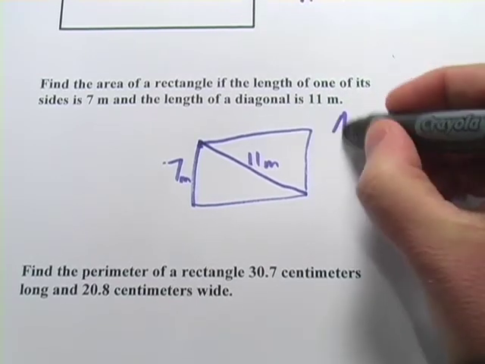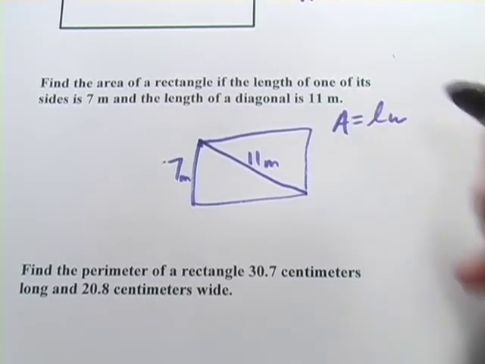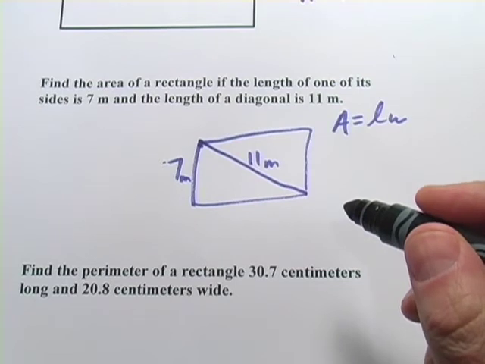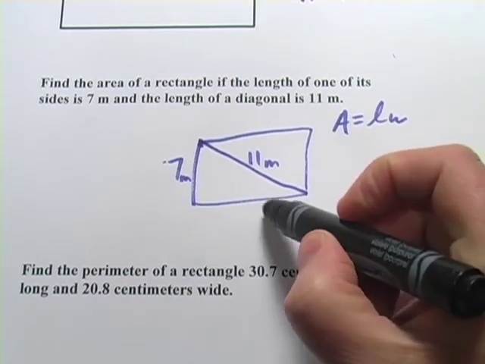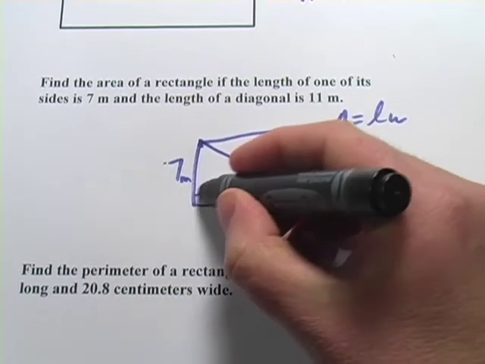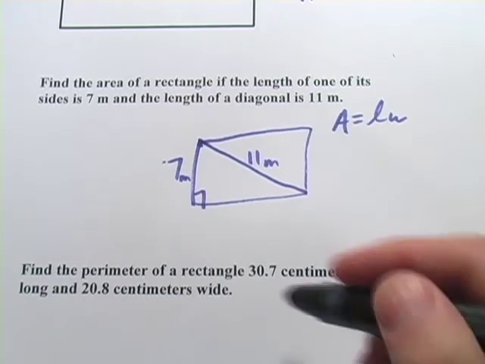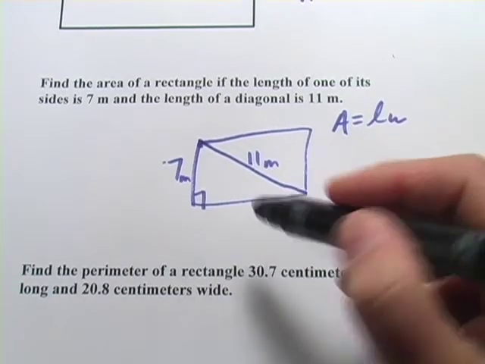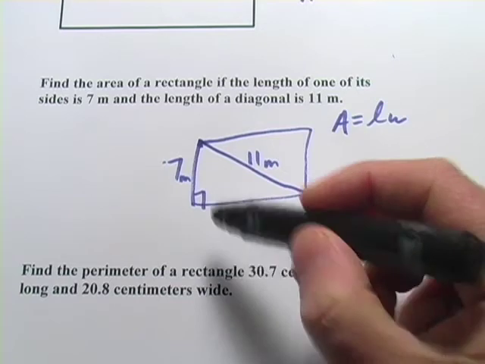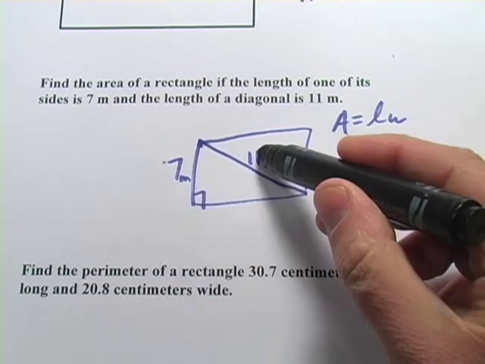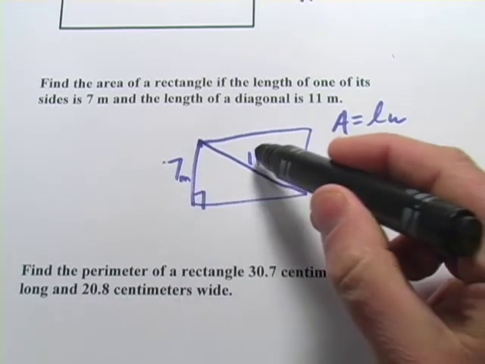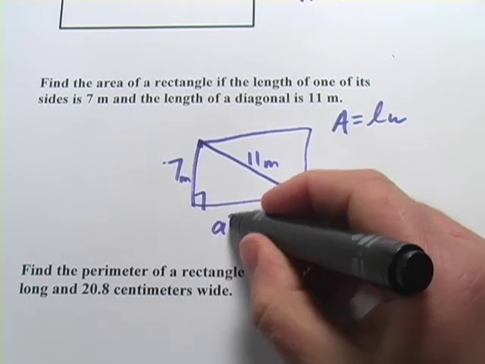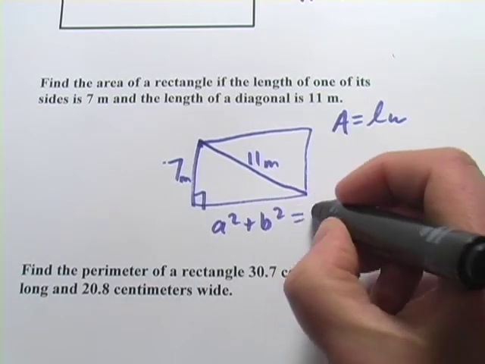Now our formula is length times width. It doesn't say anything about a diagonal. So what we want to do is find this other side here, and what we can do is use our knowledge of right triangles and the Pythagorean theorem to solve for that side. So this is a, this is b, this is c. We can plug them into the Pythagorean theorem, a squared plus b squared equals c squared.